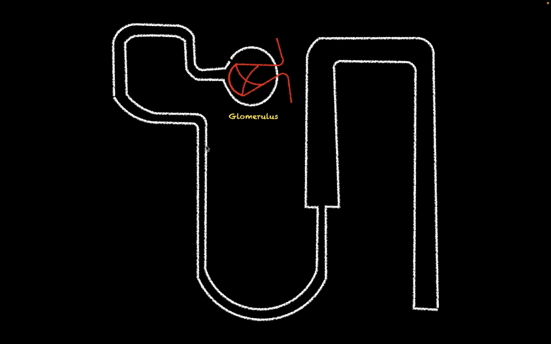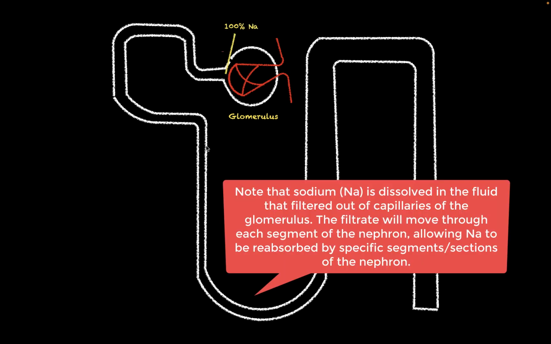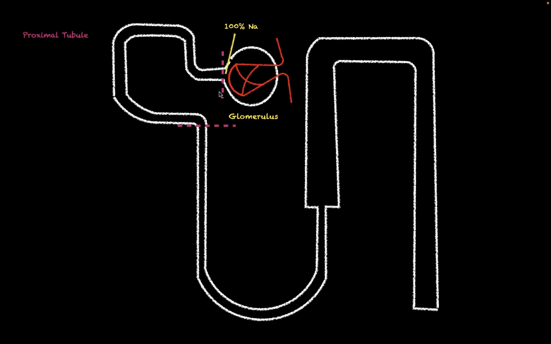So now let's talk about how sodium is handled along the length of the nephron. So the first segment that the sodium is going to encounter is going to be the proximal tubule. So the proximal tubule starts at this purple line on our diagram, and it goes all the way to this purple line. Now the proximal tubule is going to receive all of the sodium that was filtered out of the capillaries of the glomerulus. So that's what this 100% sodium represents. So the 100% sodium basically represents all of the sodium that was filtered out of the glomerulus and moved into the nephron. So all of this sodium is now going to flow into the proximal tubule.